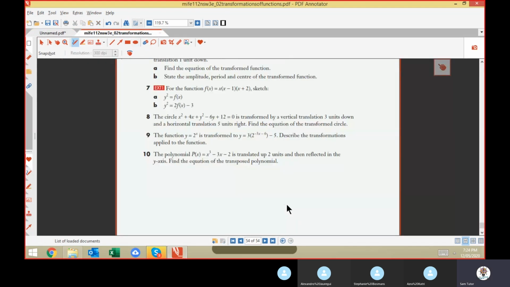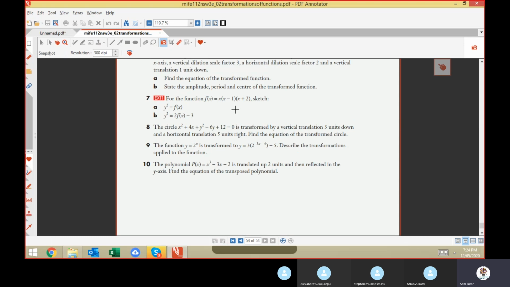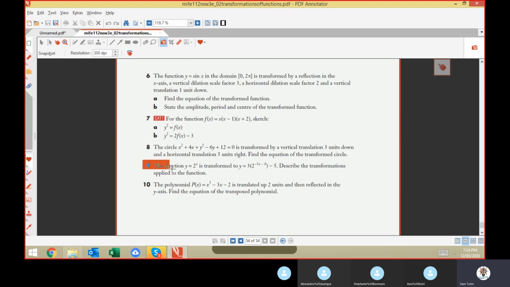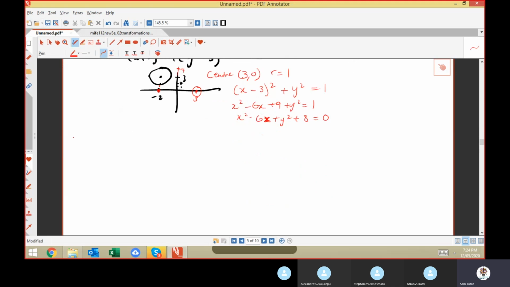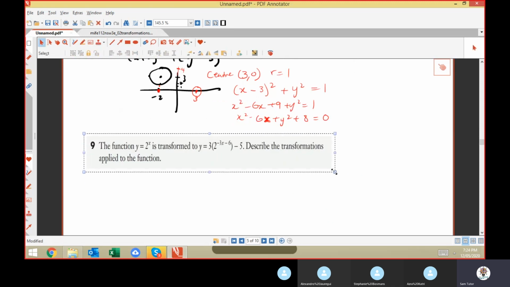All right, let's see if I can get you another one like that. I like this one. I guess we can try that. Number 9. Last few minutes. Go. Try that one out. Function y equals 2 to the power of x is transformed to this. Describe the transformations applied.